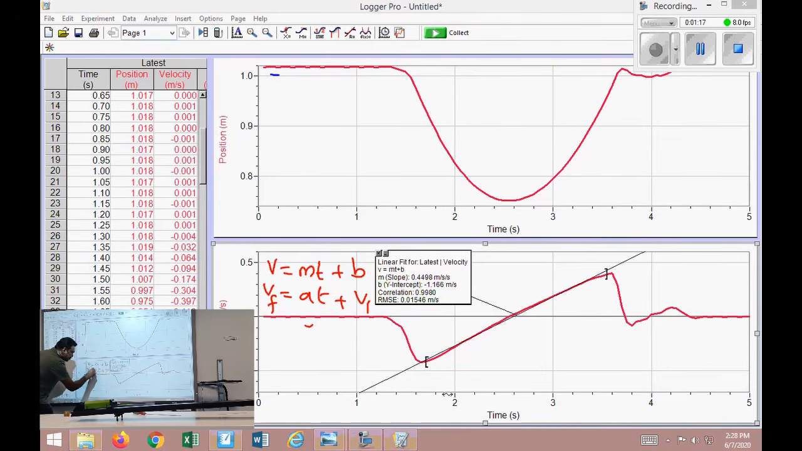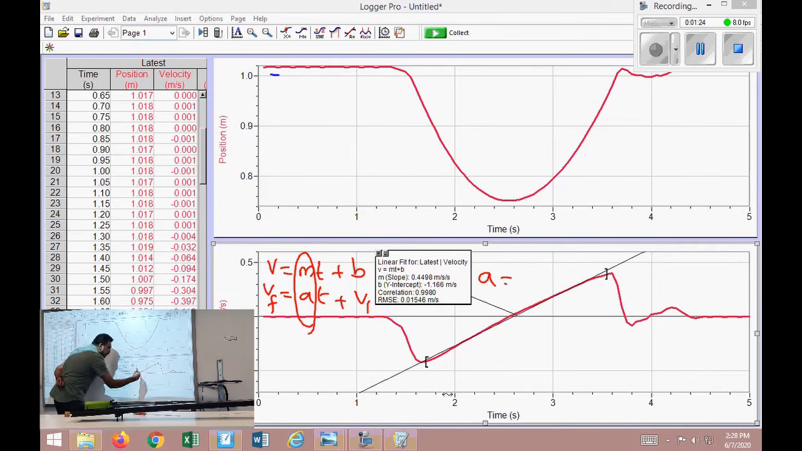So look at this. What does the slope represent? The slope m represents acceleration. So that means I can directly tell the acceleration of this object is 0.4498 meter per second square. Am I right?